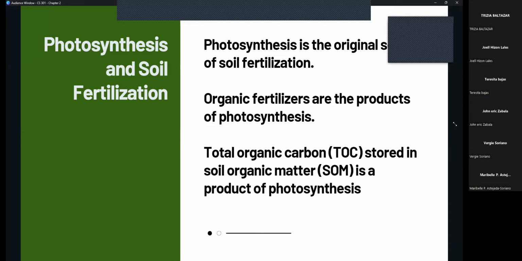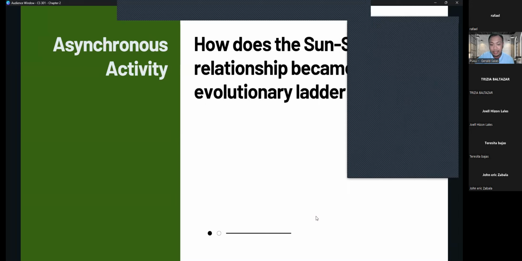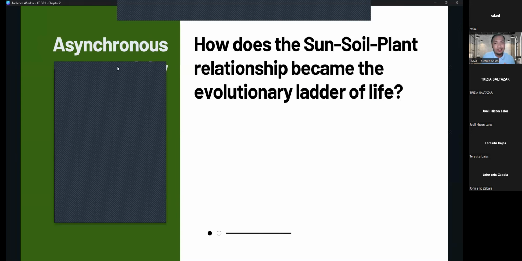Now, we'll have an activity. This will be submitted within the day. This is the question I would like you to answer or ponder on. From the discussion, we see the sun, the soil, the plant relationship. So my question: how did this relationship become the evolutionary ladder of life? How does this relationship cause this kind of evolution of life on Earth?